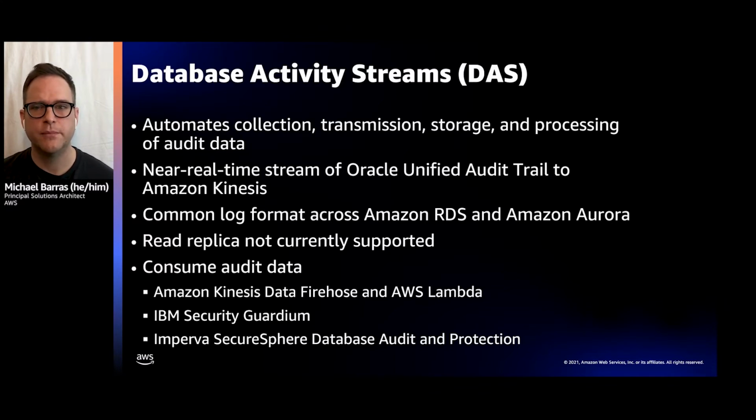For Oracle, DAS is built on unified auditing, so DBAs still need to define audit policies that say what will be audited. Every few seconds, DAS retrieves records from the unified audit trail, converts them to a standard log format shared with Amazon Aurora, sends them to Amazon Kinesis, and cleans them up from the database. This stream can be directly consumed by products such as IBM Security Guardium and Imperva SecureSphere. Alternatively, you can stream the records to an Amazon S3 bucket or process them yourself with an AWS Lambda function.